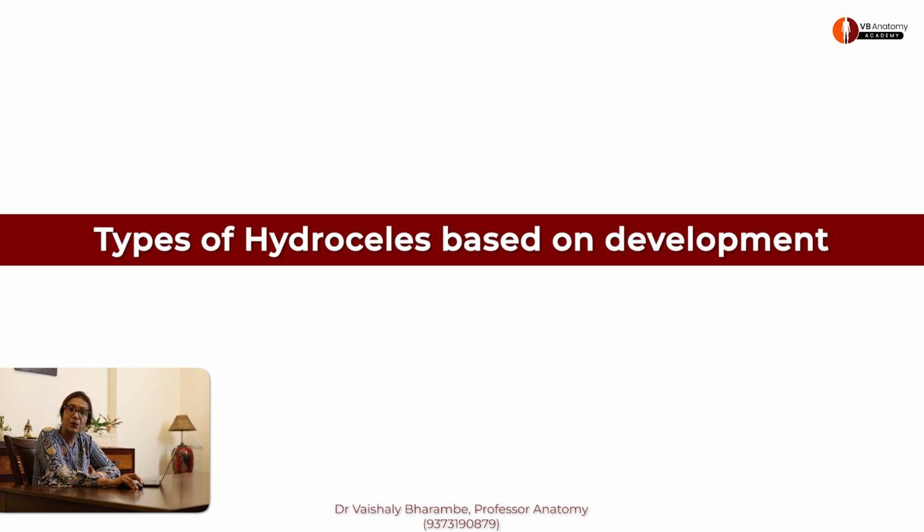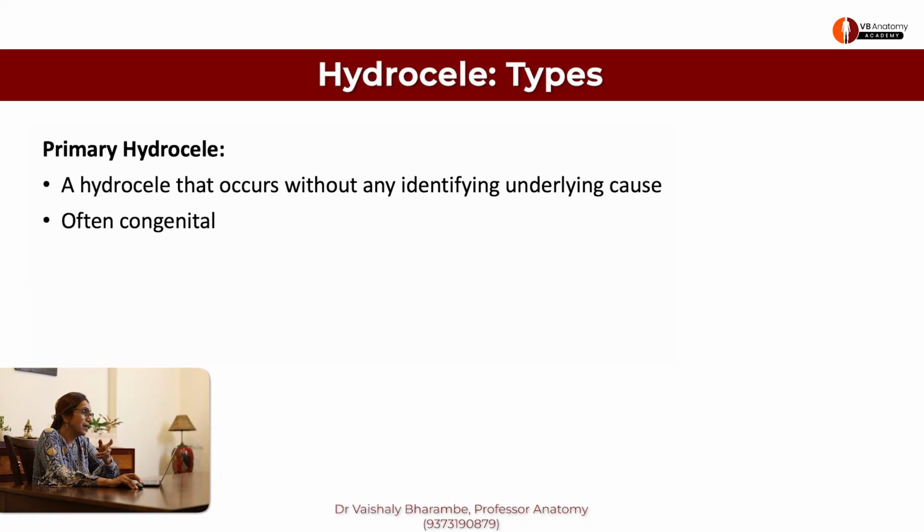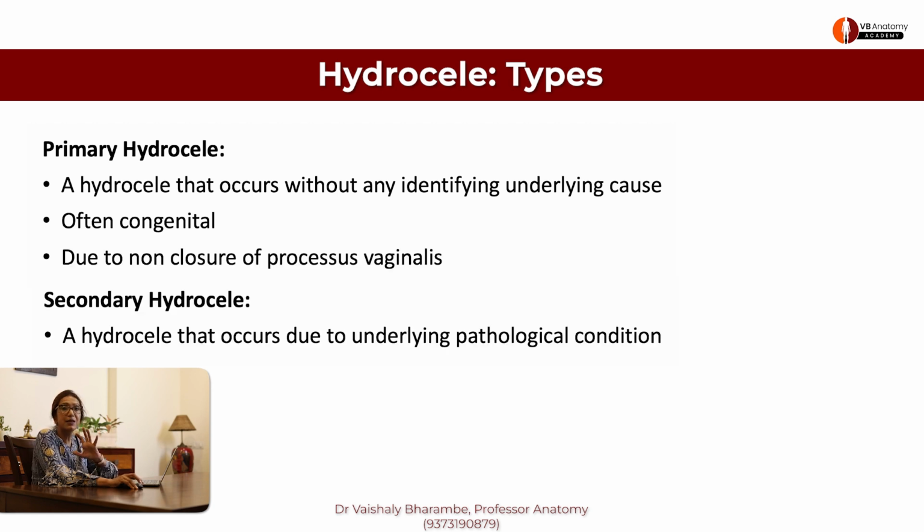Parallelly, there is also formation of hydroceles. Again, I've made a separate lecture on hydroceles which are based on congenital conditions. You can watch that. Let me explain it to you here. So there are two types. There is a primary hydrocele, there is a secondary hydrocele. Primary occurs without any underlying condition, usually congenital. Secondary occurs because there is a pathology to it. So we are not discussing that. We are discussing primary hydrocele, where there is a congenital cause for it.